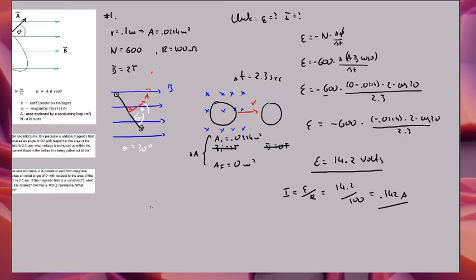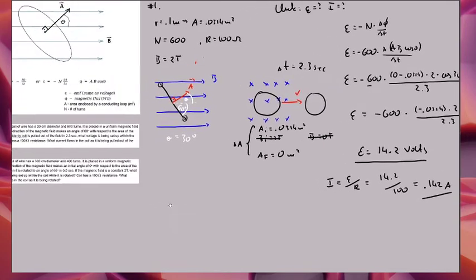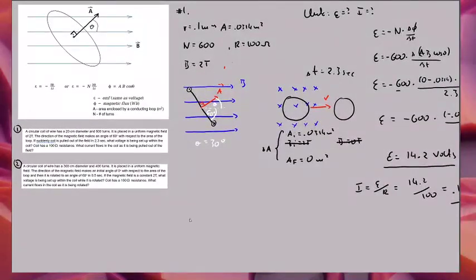All right, now let's look at the second problem. Bring this thing back. The second problem says a circular coil of wire has 400 turns, so N is 400. I have the diameter, which means R is 300 centimeters. So that means that the radius is 150 centimeters, so this is 1.5 meters, and from here I can get the area. A equals 7.1 meters squared.